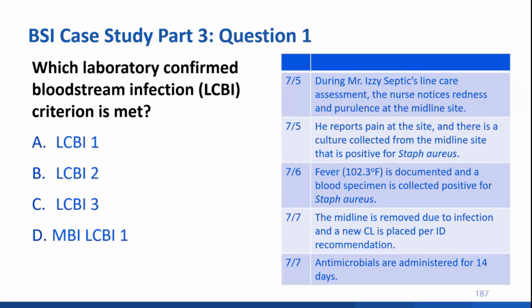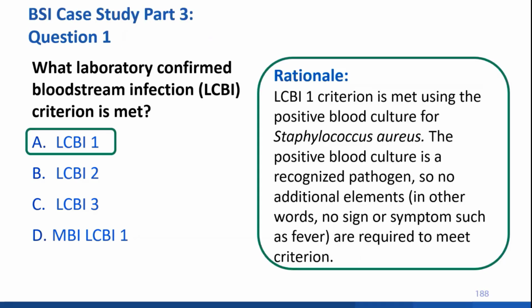So our first question for part B, which laboratory confirmed bloodstream infection criterion is met? Dominique, I'm seeing mostly A's here. Almost all A's. That is great. LCBI 1 is the criterion that is met using the positive blood culture for Staphylococcus aureus. Staphylococcus aureus is a recognized pathogen, so no additional elements are required to meet the criteria.